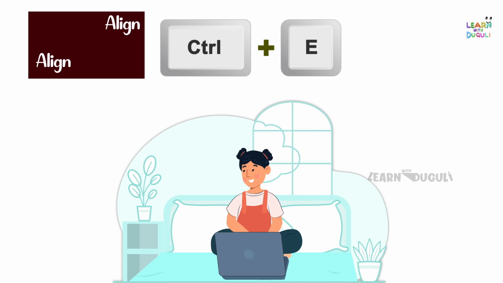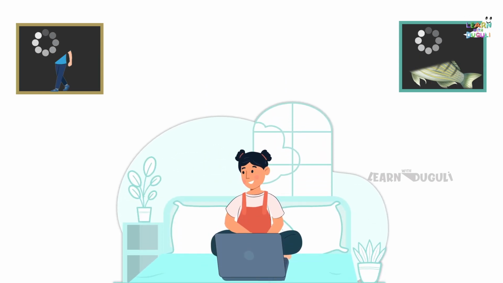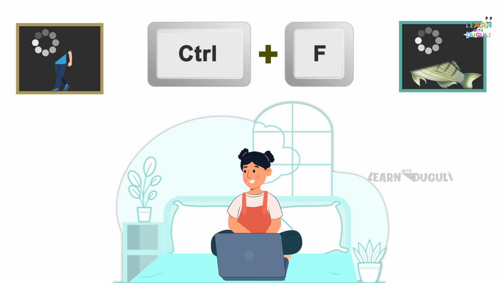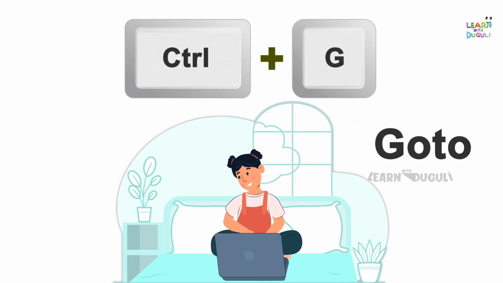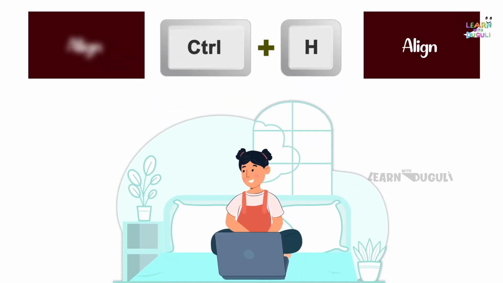Ctrl+E to align the text center. Find. Shortcut key is Ctrl+F. Go to. Shortcut key is Ctrl+G. Ctrl+H to find and replace the data.